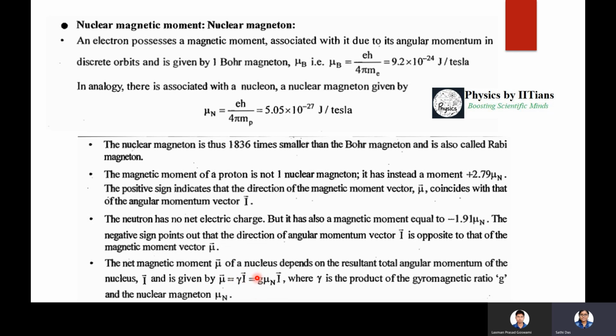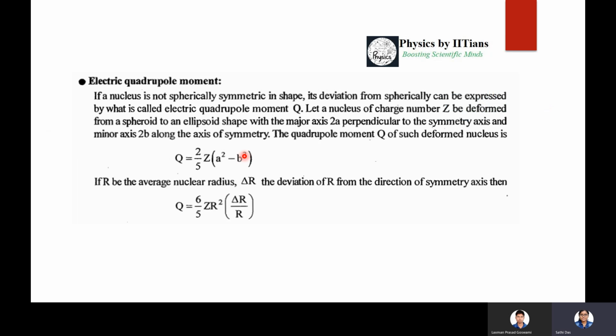So it can be written as G into mu1 into I, where gamma is the product of the gyromagnetic ratio and the nuclear magneton, mu1. Okay. So we have also assumed that the shape of the nucleus may be nearly spherical, but actually it is not spherically symmetric in shape. Rather, it has an electric quadrupole shape. Okay. So it can be derived.